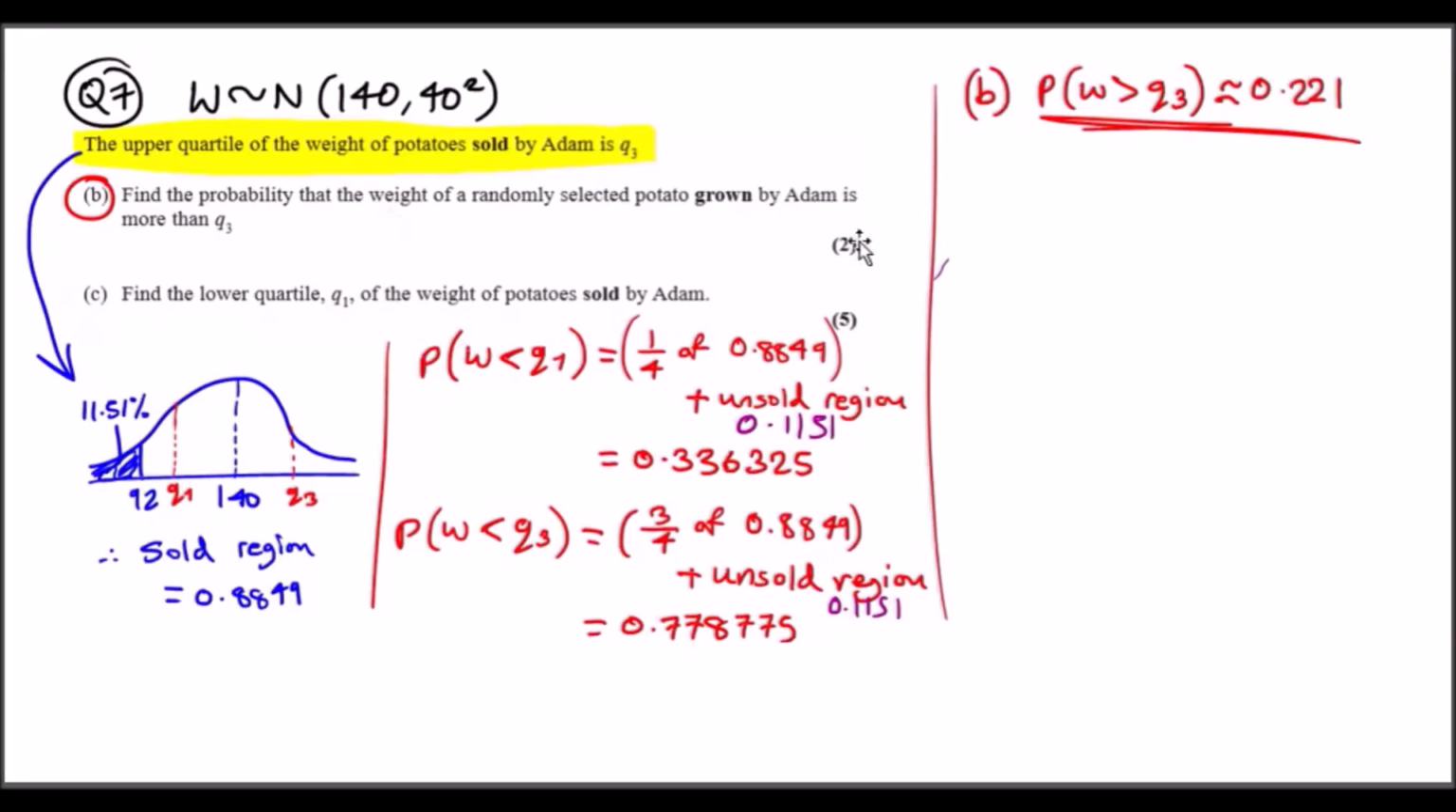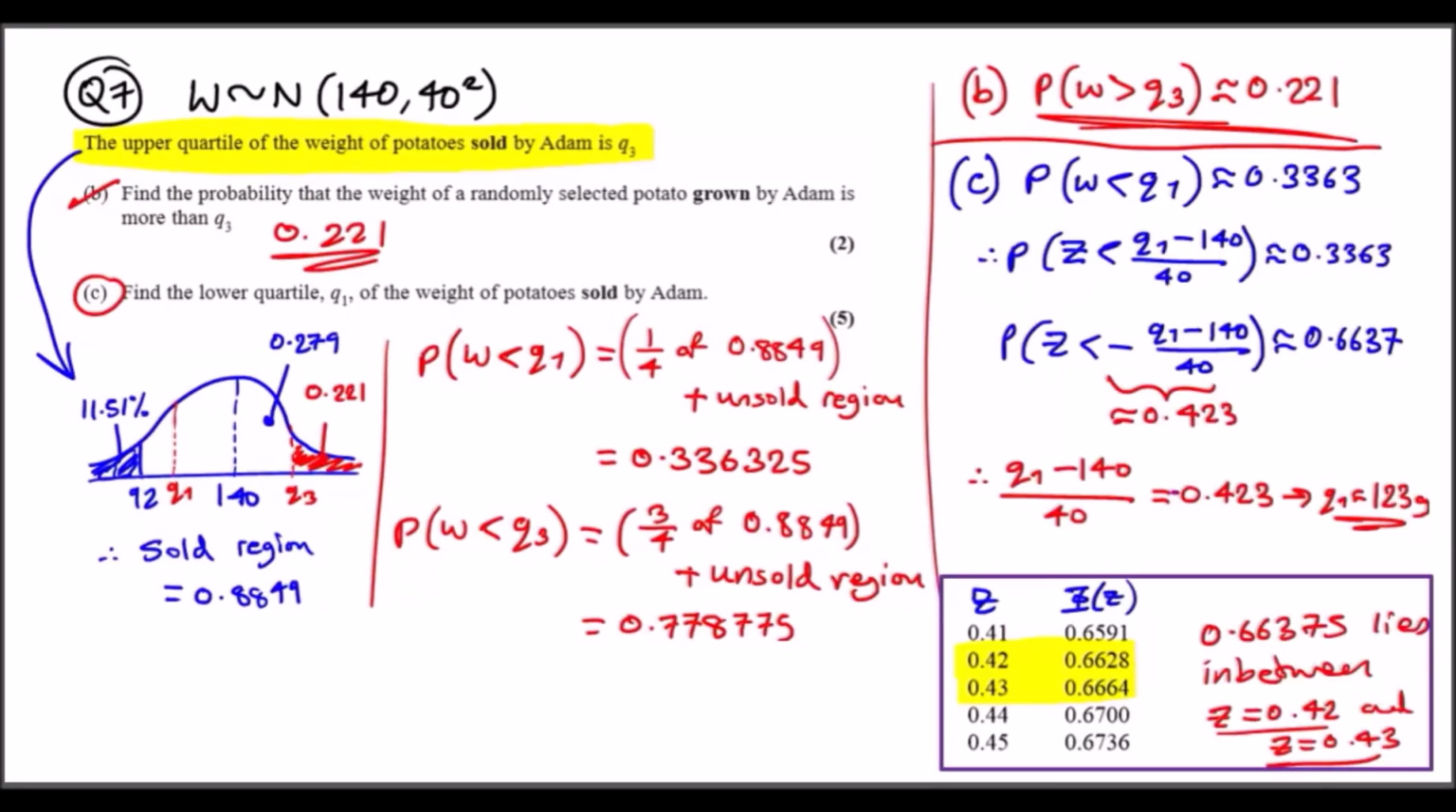Now to actually solve the probability, they want us to find the weight that is more than Q3, right? First, the less than Q3, we found out what it was, 0.778. And to get the right hand side, just 1 minus that region, and you should get 0.221. That's it, easy. And now we've got to find the value of Q1.